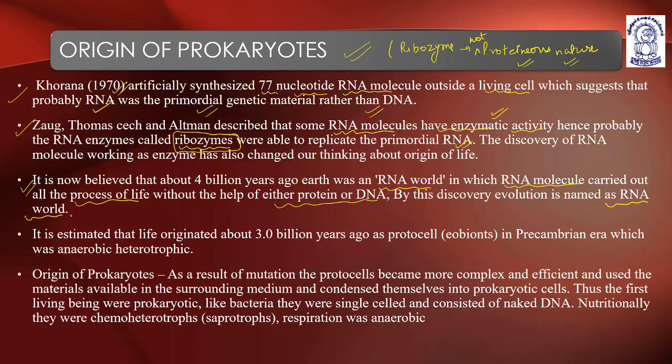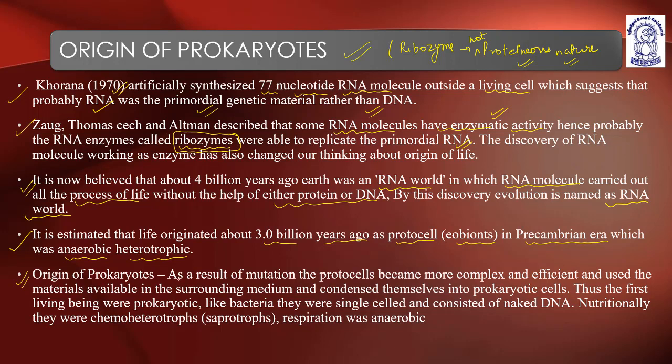Okay. It is estimated that life originated around 3 billion years ago as protocell eubions in the pre-Cambrian era, which was anaerobic heterotrophic. So the pre-Cambrian era was anaerobic heterotrophic, which gave rise to the first anaerobic protocell, that was eubion. Origin of prokaryotes. So please remember the distinction between prokaryote and the eubions.